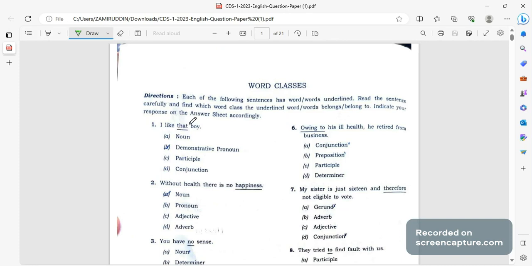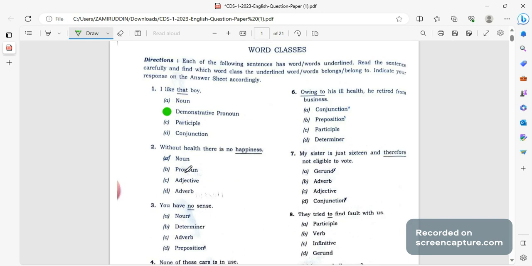So the first is word classes. Here, for the underlined word, we need to identify what kind of a word it is. So just read the sentence and try to analyze the underlined word. I like that boy. So here, I is a noun, and in "that boy" I'm saying which boy I like. I'm demonstrating, indicating the location. So it is a demonstrative pronoun.